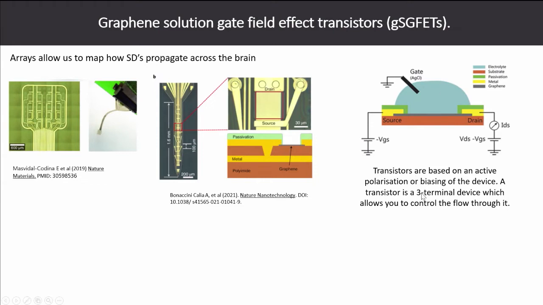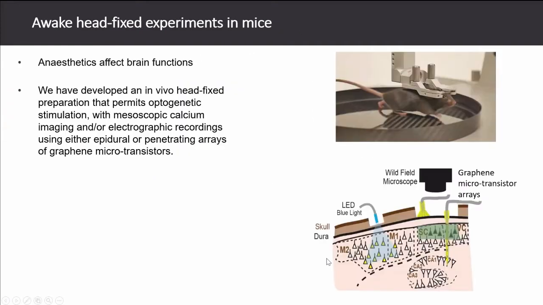So transistors are based on a three-terminal device, where you have a source and a drain, and you'll have this pristine graphene interface, which can contact directly with the brain. Because of its conductivity, electrical signals of the brain can modulate this graphene interface so that it changes the current that flows through the device. What we're actually doing is detecting that change in current, and using a transimpedance amplifier, we can then convert that change in current back into voltage. This is a different way of recording electrical activity of the brain.